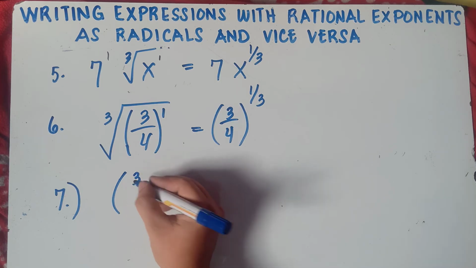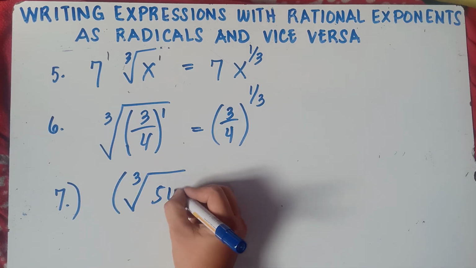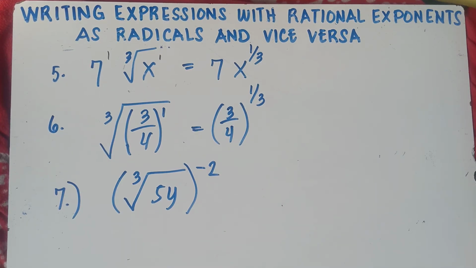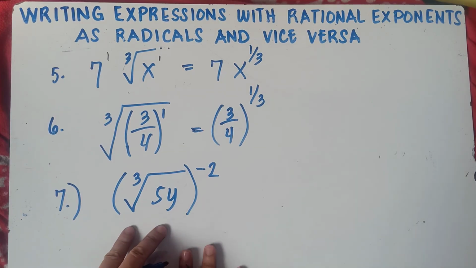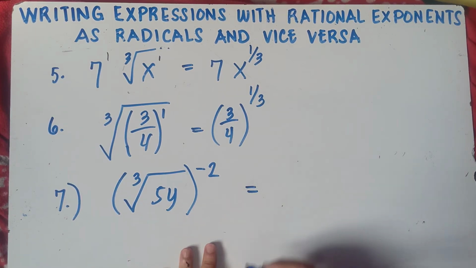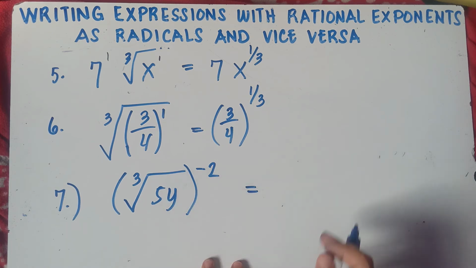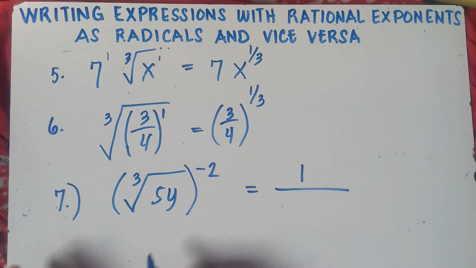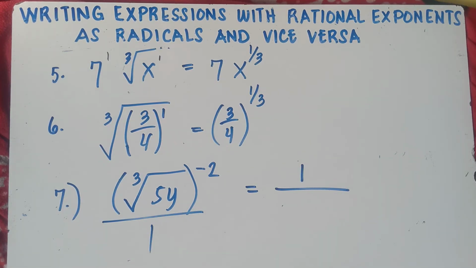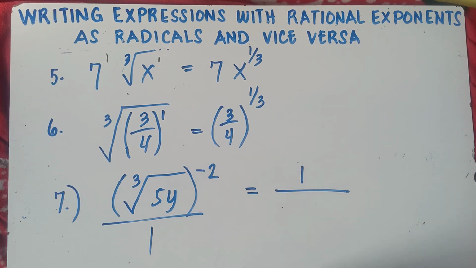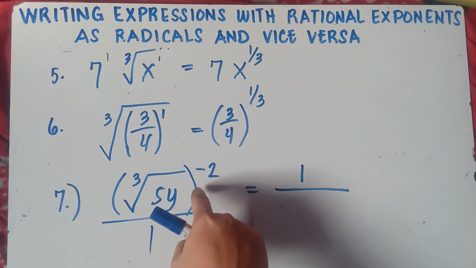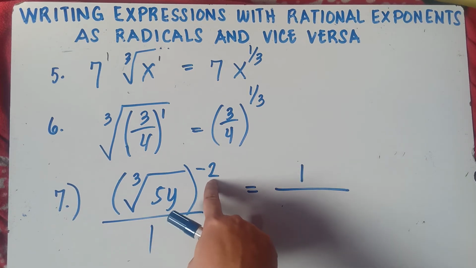Quantity 3, the cube root of 5y raised to the power of -2. Once again, if you have a negative exponent, what you need to do is get the reciprocal and put this one on the denominator. So this will be 1 over. Understood, class, that in every expression there is a denominator of 1. Just get the reciprocal, and the exponent will be positive.